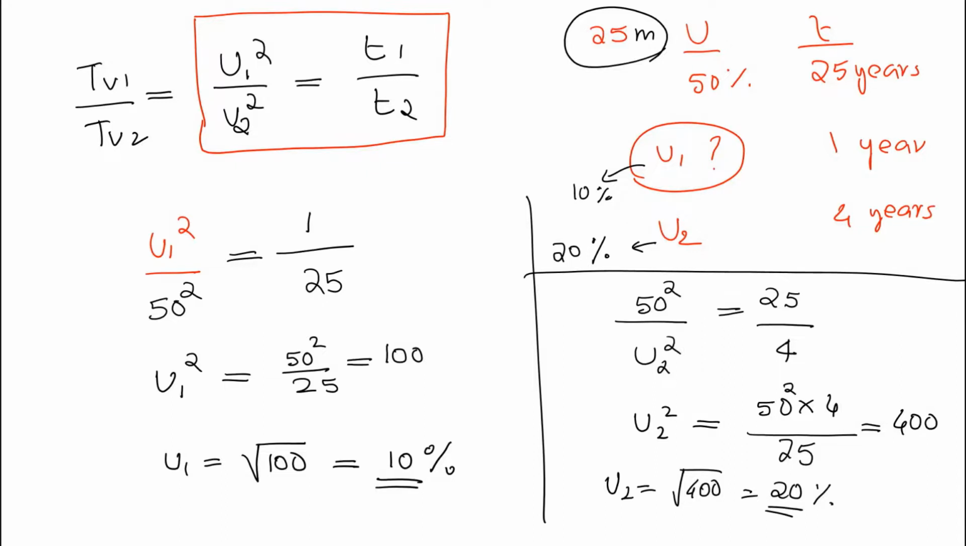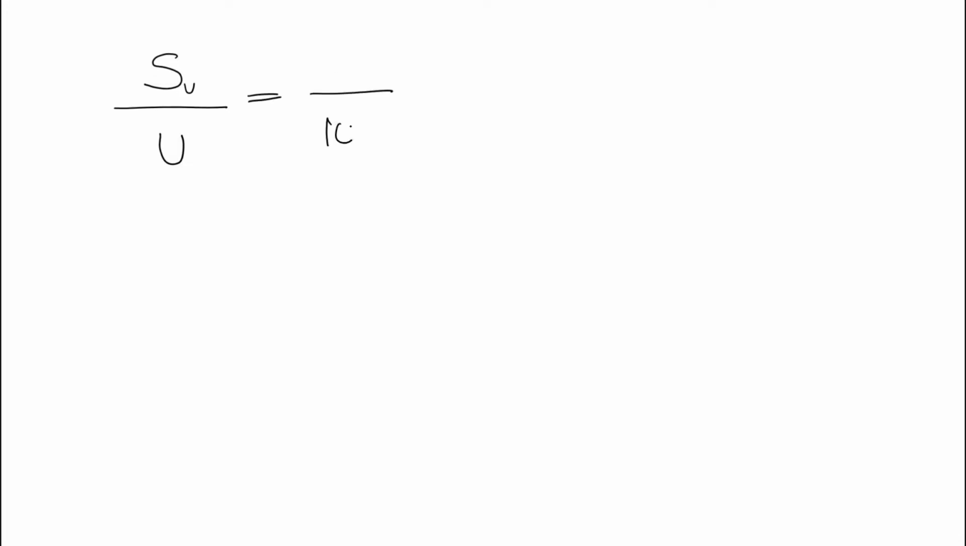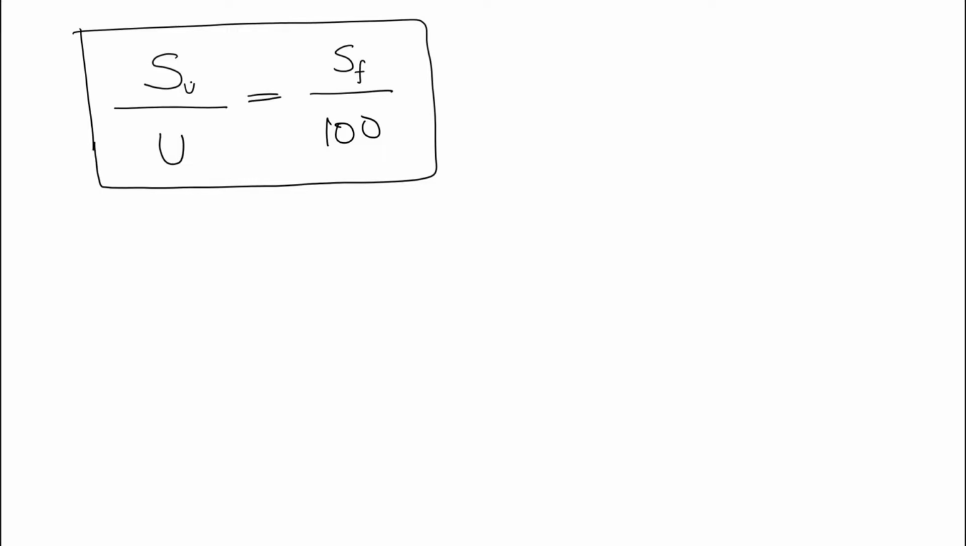So we must know the relation between degree of consolidation and settlement. For that, you must know, for U degree of consolidation, let SU be the settlement. Then for 100% consolidation, it will be the final settlement. SF is the final settlement. This is the equation. So for U degree of consolidation, SU is the settlement; then for 100% consolidation, SF is the settlement.